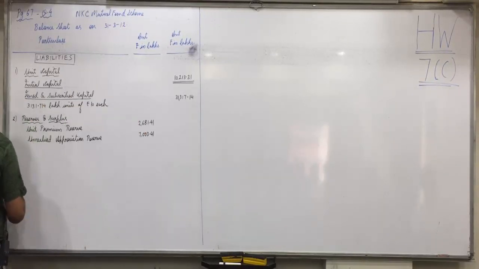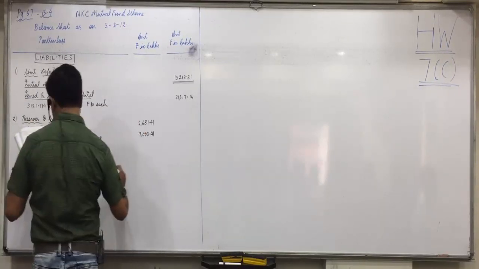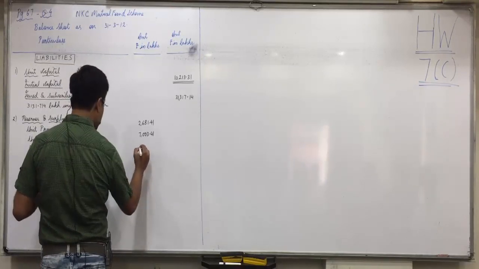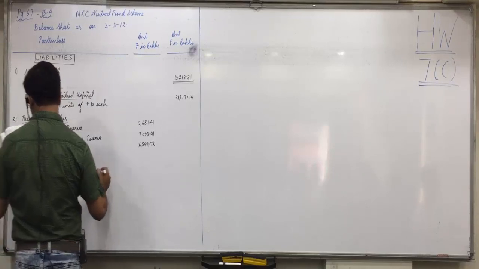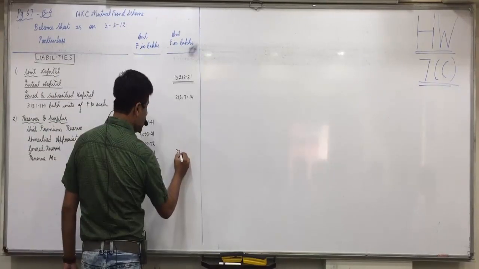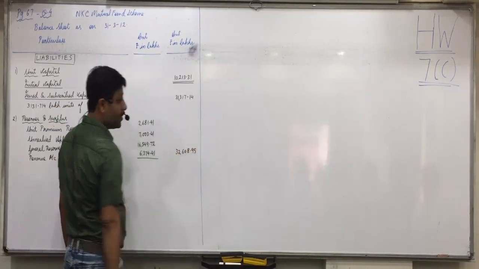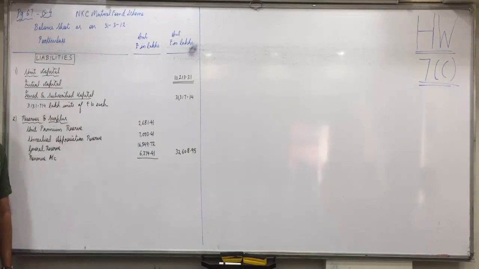7003.41. Then general reserve 16549.72. Then revenue account balance 6374.41. 32608.95 are reserves and surplus. Any doubts with this? Then after reserves and surplus, which is the third liability we have to show?